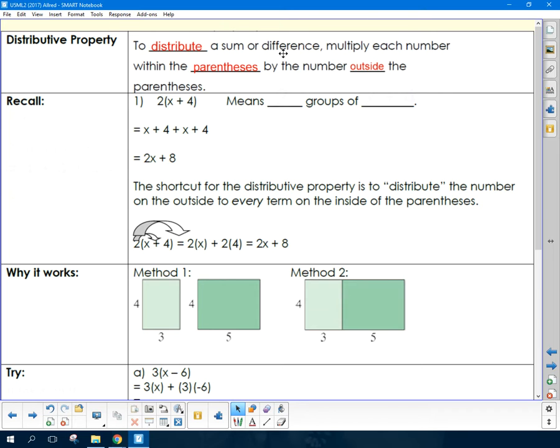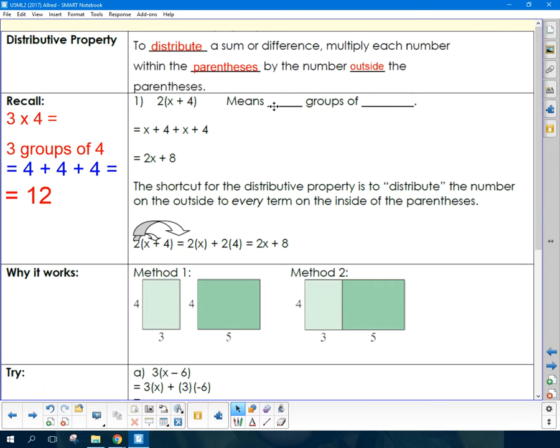The distributive property distributes a sum or a difference. A sum or a difference means addition or subtraction. So it distributes an addition or subtraction problem. To do that, we multiply each number within the parentheses by the number outside the parentheses. Just like when you were first taught multiplication and you were taught 3 times 4, you were probably taught that it was 3 groups of 4. You were taught that you could use repeated addition, 3 fours added together, to figure out what 3 times 4 was. And your math teachers back then were exactly right. That's exactly what multiplication is. It's just repeated addition. So 3 times 4 is 12.